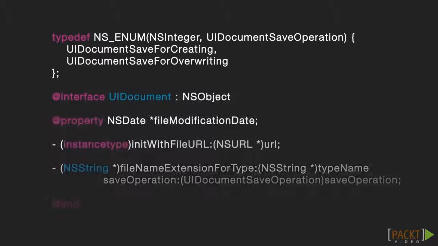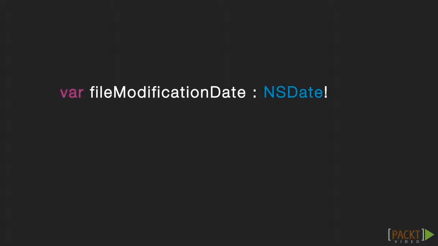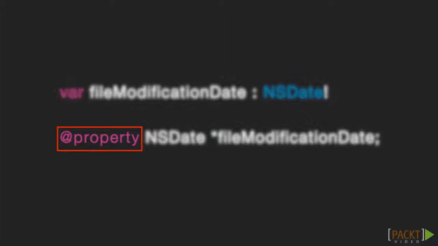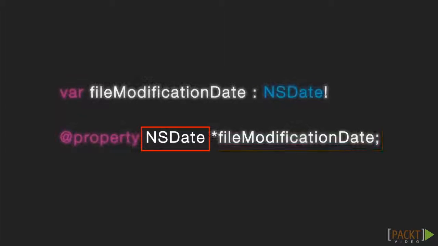Here we have Objective-C's UIDocument class, which we'll break down piece by piece. We'll start with the fileModificationDate property, which is of type NSDate. In Swift, this declaration would look like this, which in Objective-C translates to this. We see our properties are defined with the @property keyword, followed by the type, and then the named pointer.